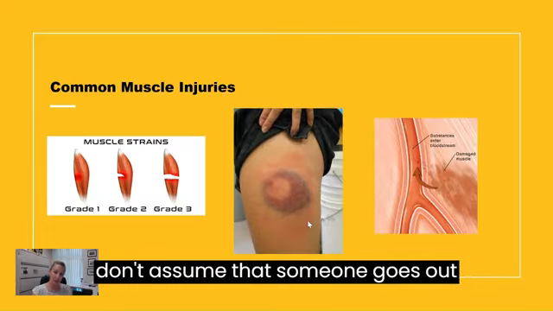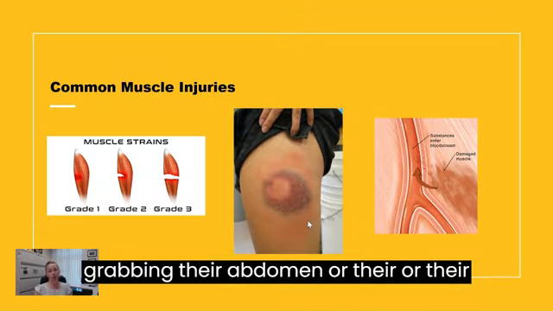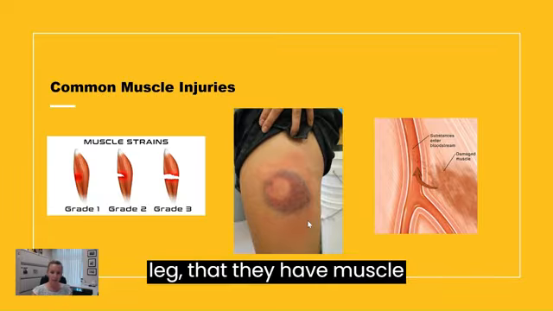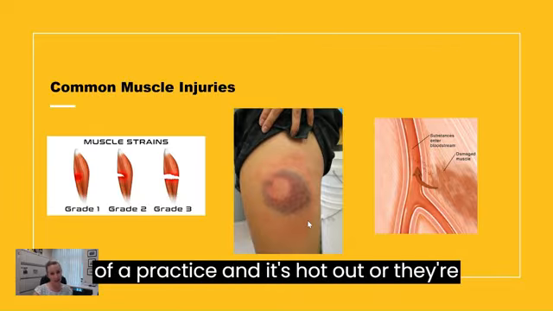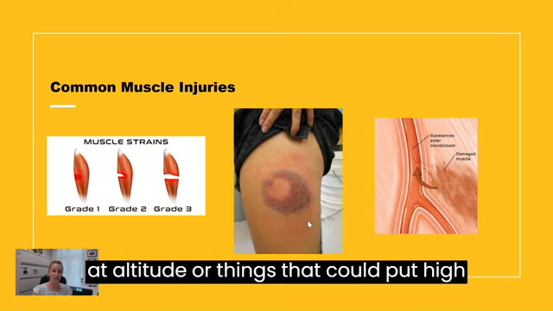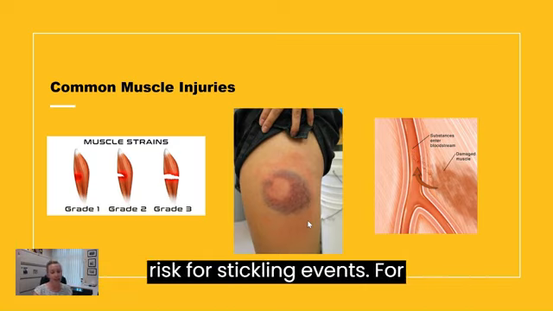Just don't assume that when someone goes down grabbing their abdomen or their leg, they have muscle cramps, especially if it's at the beginning of a practice and it's hot out or they're at altitude, or other things that could put them at high risk for sickling events.